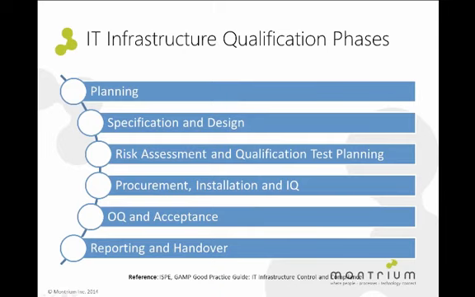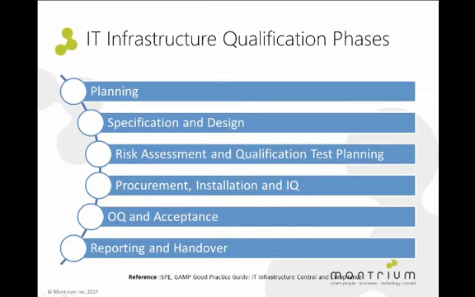So the following is an overview of the qualification process and the various phases. The overall qualification process that we recommend is generally the same process that is described in the GAMP Good Practice Guide for IT Infrastructure and Control. The first phase of the process is planning, where we would prepare the qualification plan and identify any SOPs which need to be created or updated as a result of using Azure.